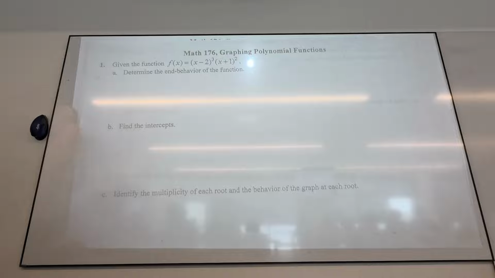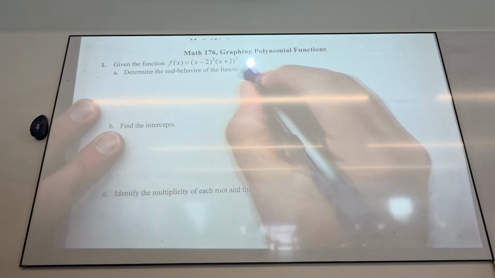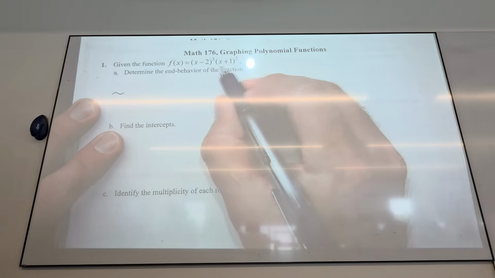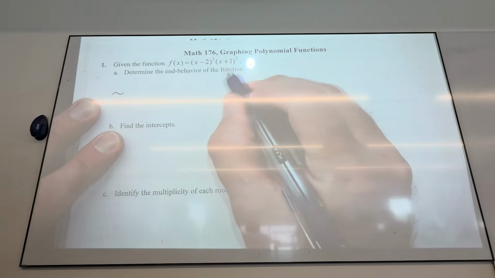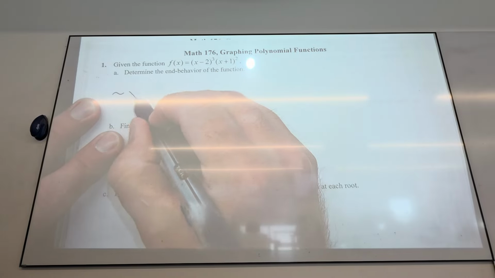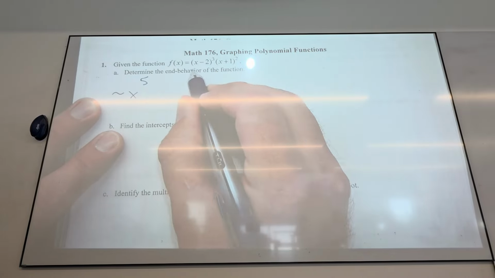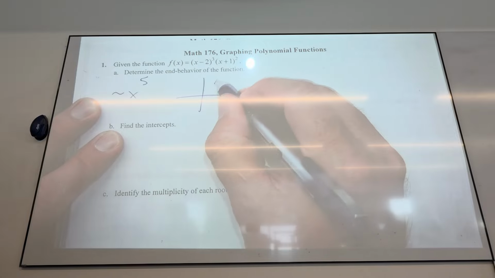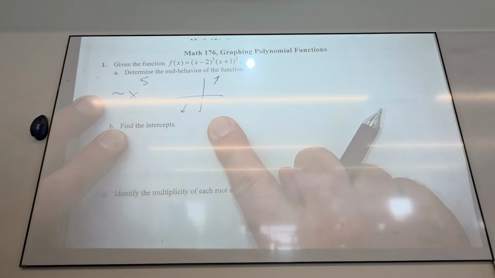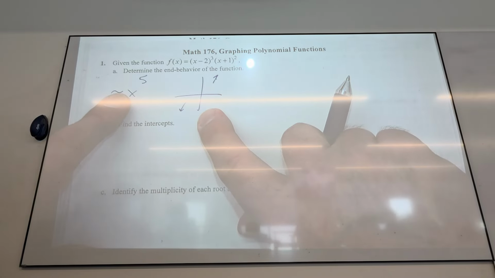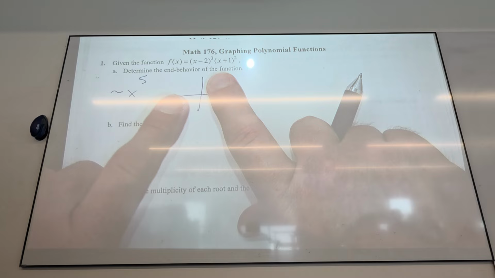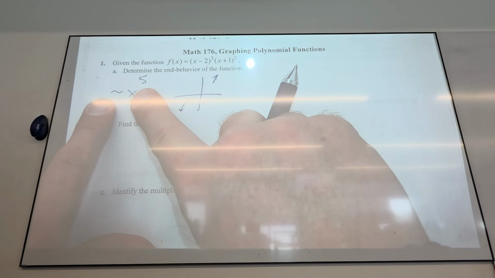Here's how to set it up. Look at the X here. So what's the highest power for this guy? X to the fifth, and it's positive, so it's going to go like this. This is exactly all I need to see for end behavior: what it looks like and why.